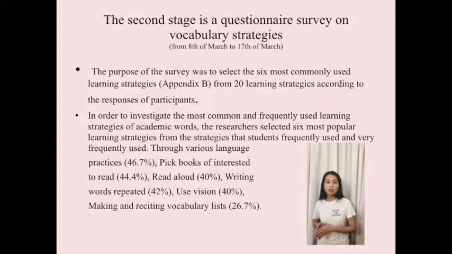The purpose of this survey was to select the most common and effective 6 learning strategies for academic vocabulary from 20 learning strategies according to the responses of participants. According to the students' selections, the 6 most common strategies for academic vocabulary are various language practice, picking books of interest, reading loudly, reading again and again, and making and reciting vocabulary lists.